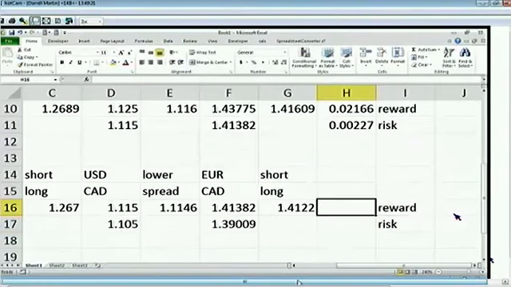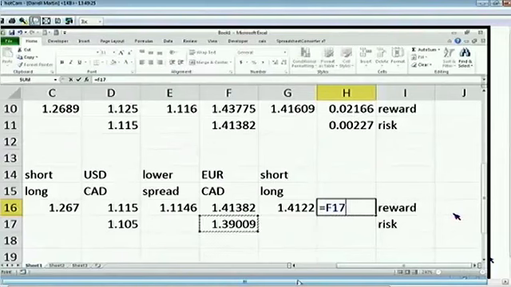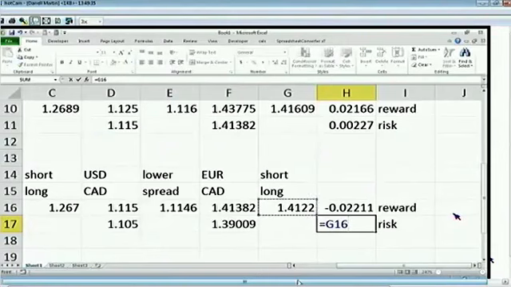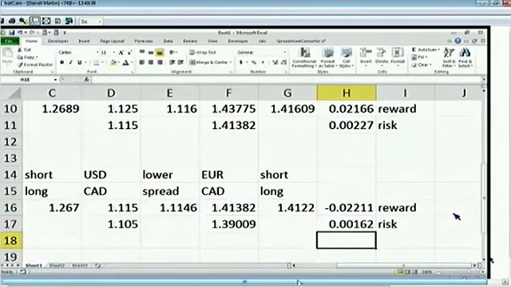Have to invert the formula a little bit. So we're going to go in here and say, okay, our risk is this number minus this number, so 22 pips. And the reward is the higher number minus the lower number. There we go. 162 pips. Still not bad. All right, we'll talk about this more when we get back.